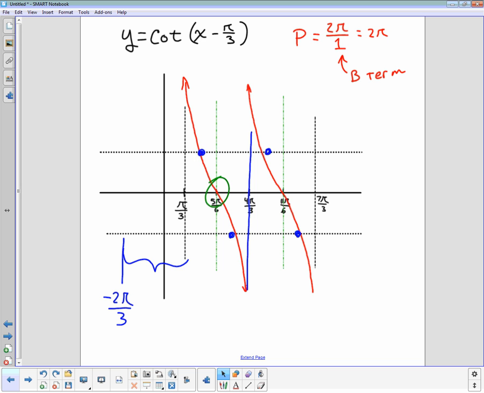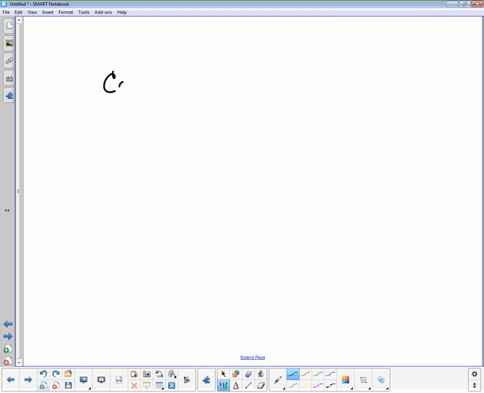Another way to look at it is to say, plug in 0, what do you get? At 0, I have the cotangent of negative pi over 3. Yuck. For giggles, we'll do it. This is the same thing as if I add 2 pi, negative pi over 3 plus 2 pi.